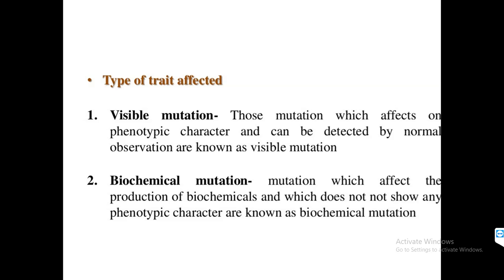Coming to the next, the biochemical mutation. Mutations which affect the production of biochemicals and which do not show any phenotypic character are known as biochemical mutations. Now taking the same example, the flower: we have seen that it was red and changed to pink. But in a biochemical mutation, the flower was producing a nectar, some chemical. Nectar is produced by the plant to attract insects towards itself. The nature of the nectar of the red flower changed when we come to the mutant, that is the pink color. Now the nectar of the pink flower is chemically different and is not attracting the same insects that the red one could. So that's why it is not visible to the naked eye, but it is there. So it is the biochemical mutation.